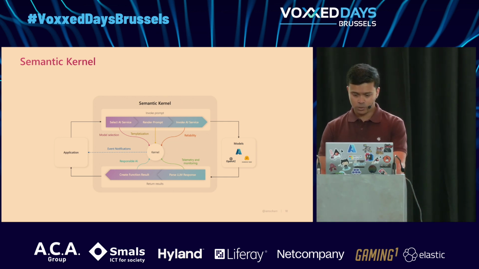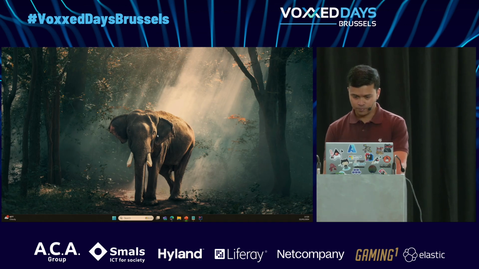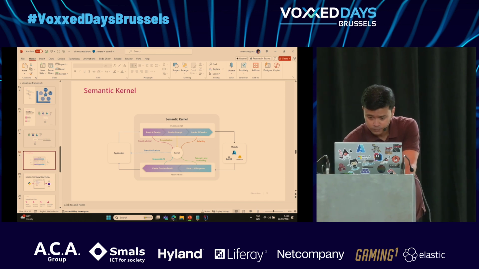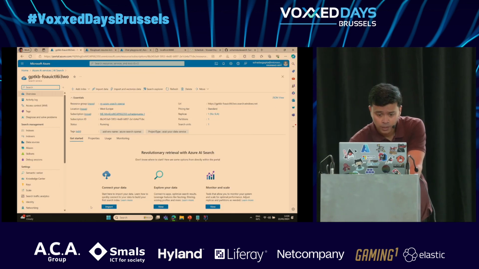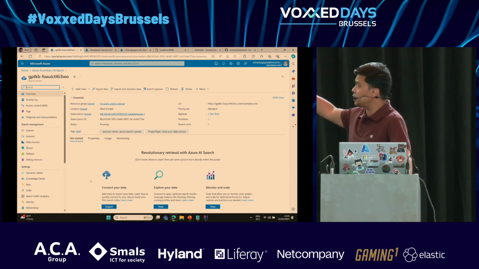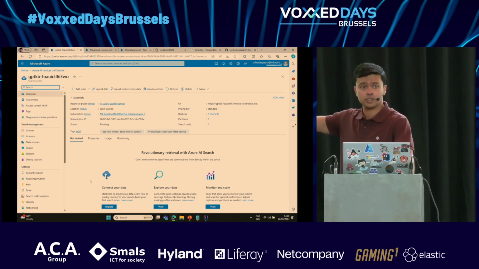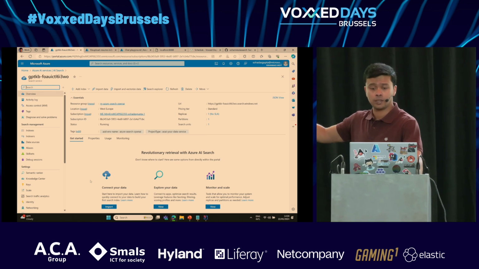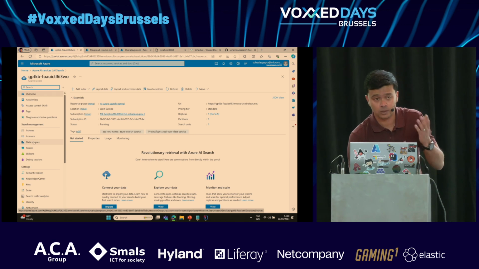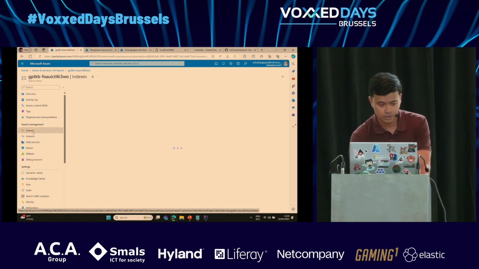I'm going to show you a small example of a simple RAG, basically. So I have, if you're familiar with Azure, this is the Azure AI Search. It's Azure's vector database, basically. So same as Pinecone or Weaviate or any other vector databases.